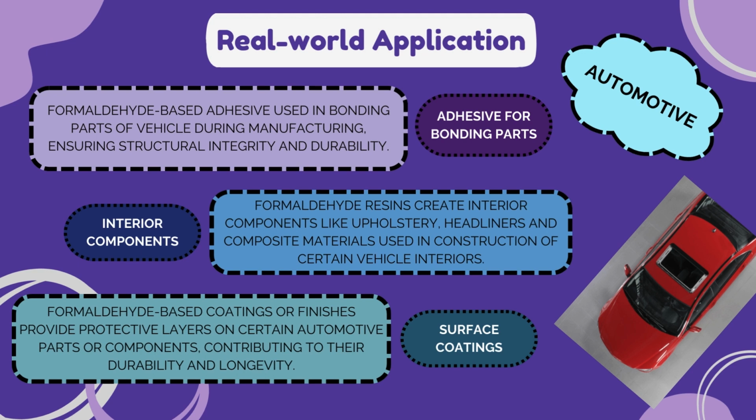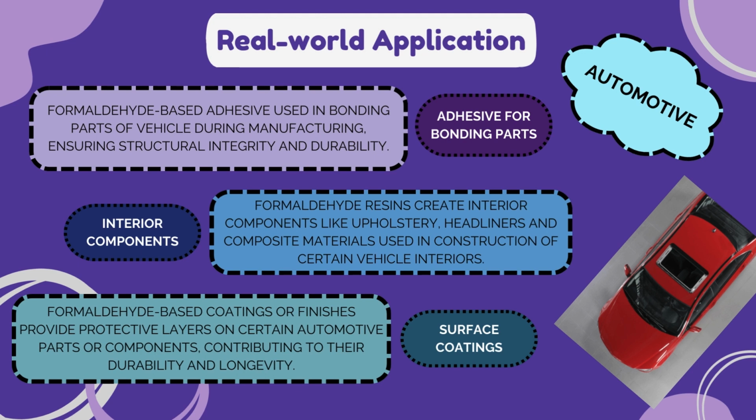I would like to continue our group presentation regarding real-world applications of formaldehyde. It is mainly divided into three parts which involve automotive, building and construction, and health and hygiene. Let's move on to the first part, which is automotive. First of all, formaldehyde is used as an adhesive for bonding parts.